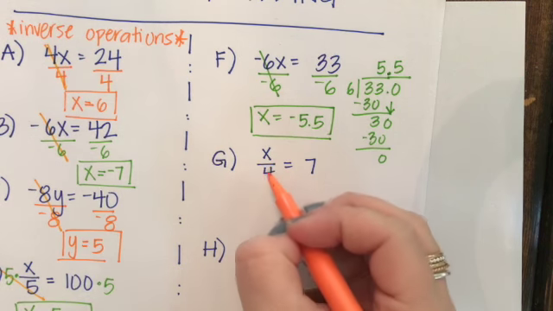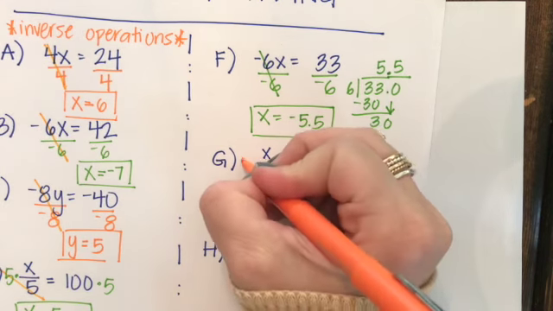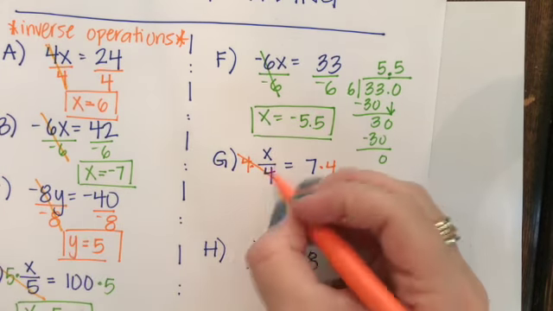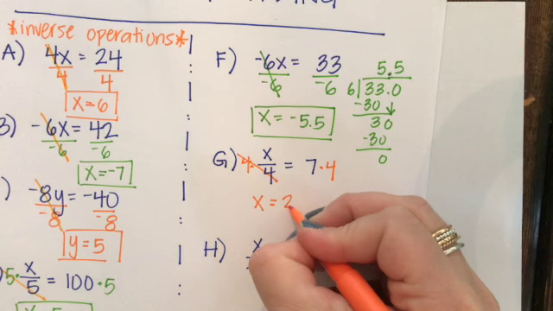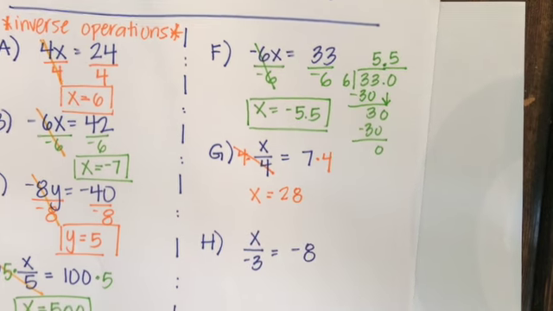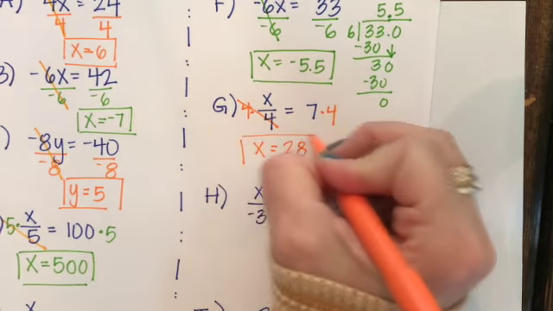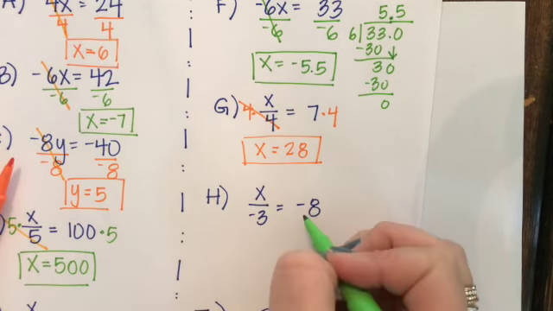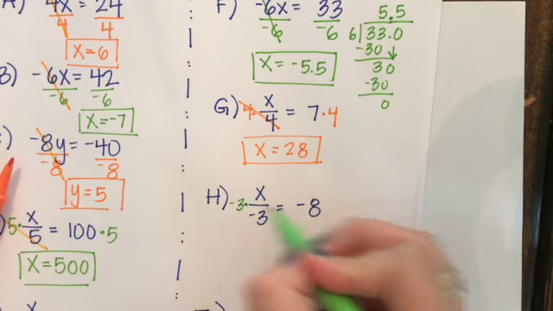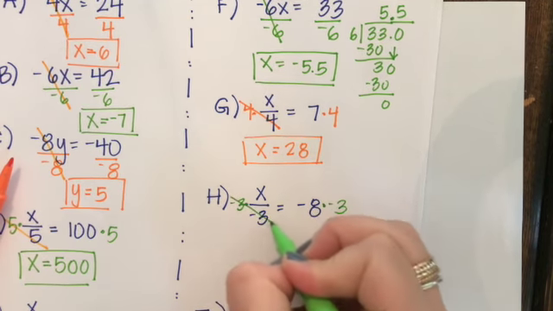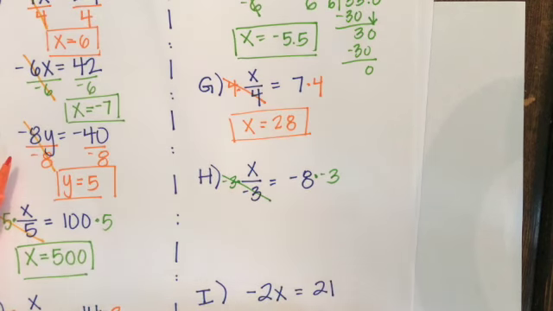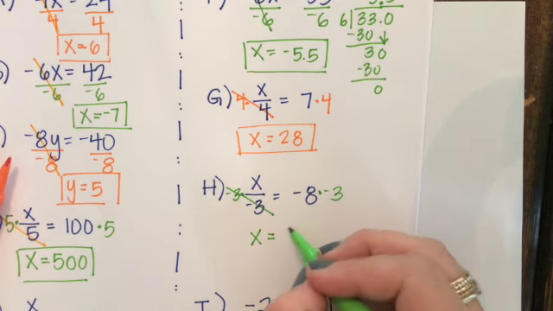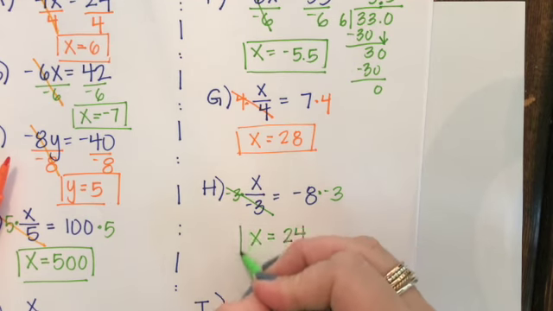Letter G, x being divided by 4 is 7. So I'm going to multiply both sides by 4. That cancels out. And I'm left with x equals 28. Letter H, x divided by negative 3 is negative 8. So the opposite of dividing is multiplying. So I'm going to multiply both sides by negative 3. And x equals negative 8 times negative 3 is positive 24.